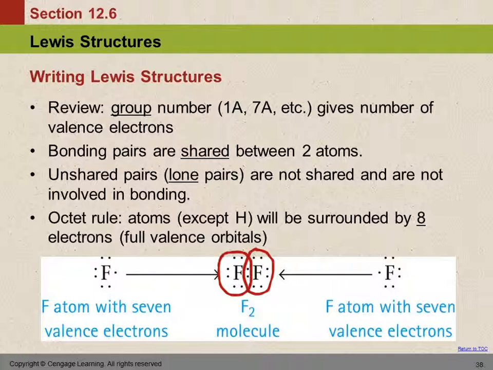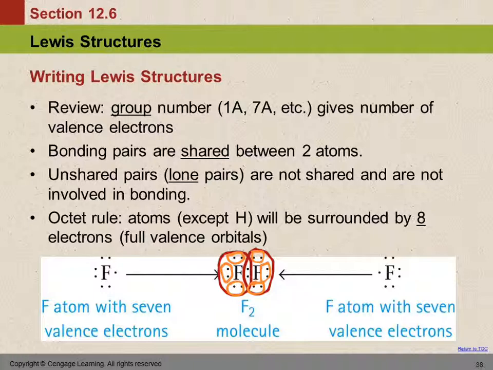Then we also have unshared pairs. So not all of those electrons are shared, right? So these guys aren't shared, and those guys, and those guys. And these over here, and these, and those. The ones that are not shared are called lone pairs because they're alone, right? How sad. They're not involved in bonding.